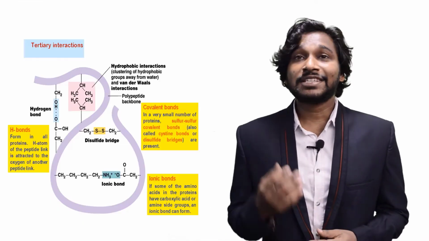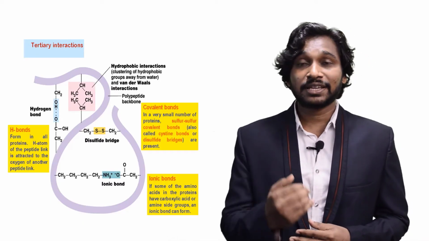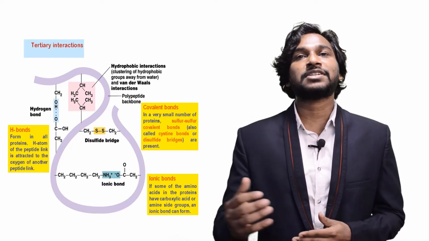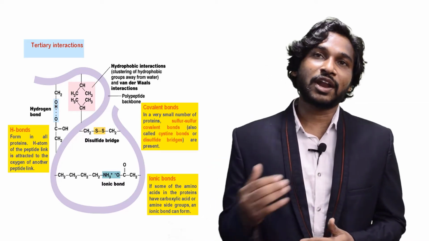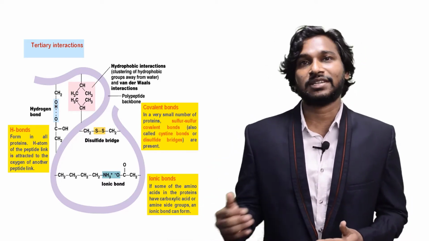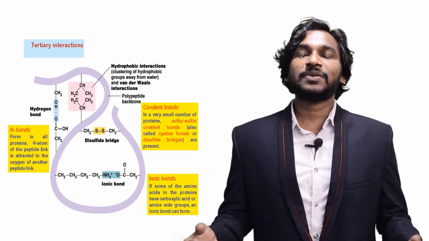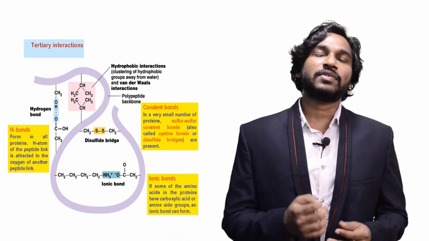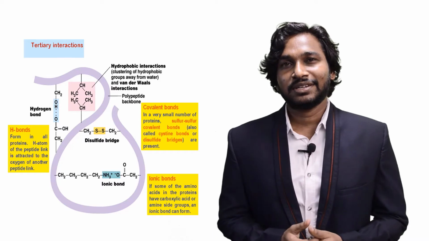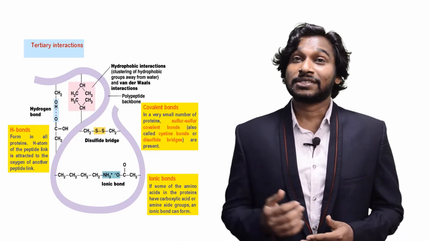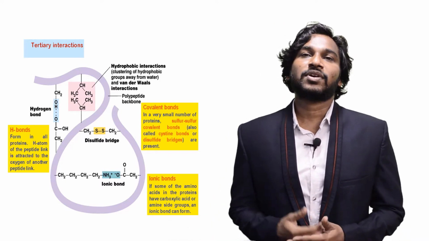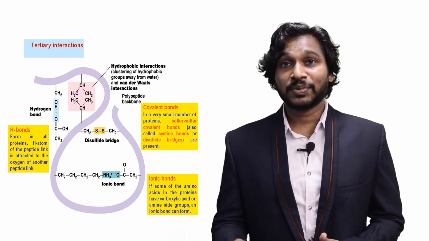Well, the tertiary structure refers to the spatial arrangement of amino acids in three-dimensional space. That means they are found far away from one another along the polypeptide chain. There are several important interactions involved while forming the tertiary structure of the protein. Out of those interactions, the one main interaction is the hydrophobic interactions.